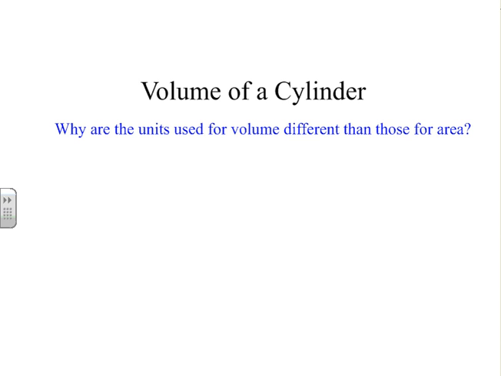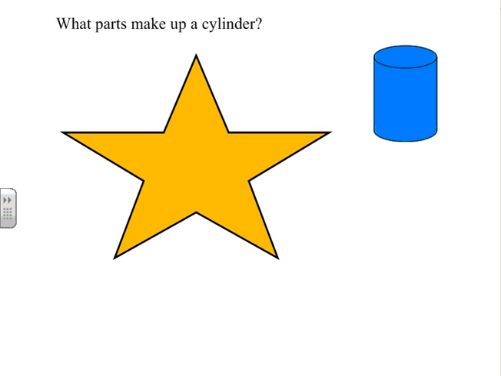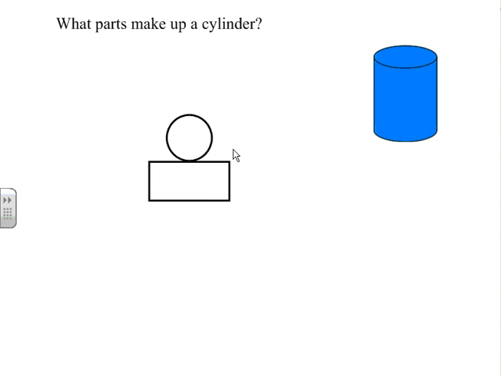Volume of a cylinder. Why are the units used for volume different than those used for area? Well, we have to think about what makes up a cylinder, and when we can get to that, we'll be able to answer this question. The parts that make up a cylinder are two: a circle, which is the base, and a rectangle, which represents the outside.